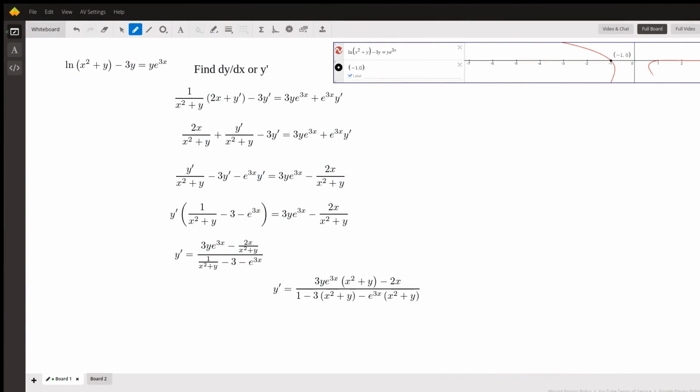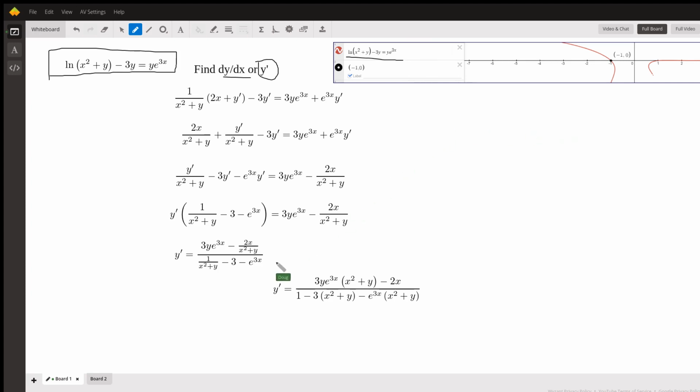Okay, you're given this implicitly defined relation and asked to find dy/dx, or I'm going to use y prime. Here's the graph, part of the graph of this function. And you can see that the point (-1, 0) is on it. You can test it out by putting -1 in for x, 0 in for y, and see that you do get a true statement for those values.